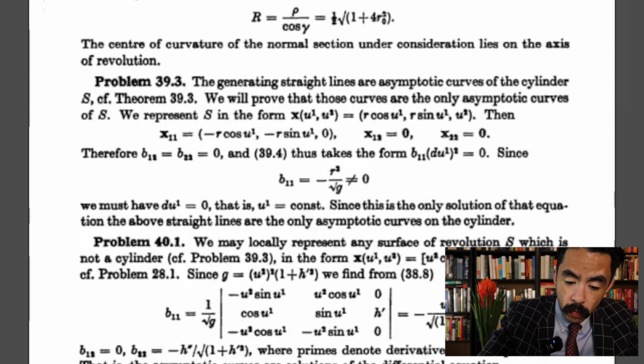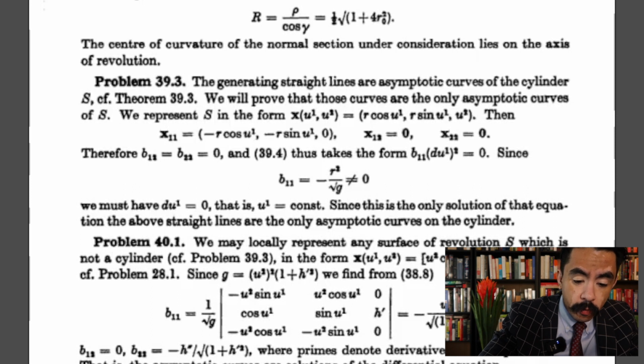Then x sub 1,1 is equal to negative r cosine u1, then negative r sine u1, then 0, and then vector x sub 1,2 equals 0, and vector x sub 2,2 equals 0. Therefore, b sub 1,2 and b sub 2,2 equal 0, and the differential equation thus takes the form b sub 1,1 times du1 squared equals 0. Since b sub 1,1 equals negative r squared over the square root of g, which is non-zero, we must have du1 equals 0, that is, u1 is equal to a constant.